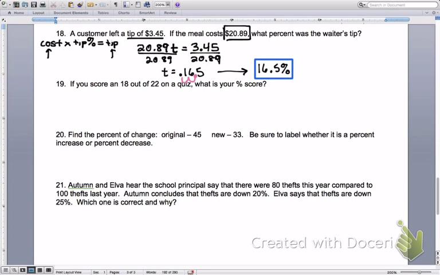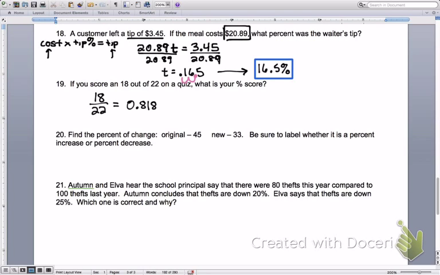Number 19, I'm sure you guys do these calculations all the time to figure out what your grade is on quizzes, tests, homeworks. If you score an 18 out of 22, what is your percent score? So we can do 18, and you guys do 18 divided by 22, and we get a decimal. We get 0.81, and that's repeating. I'll do 0.818.